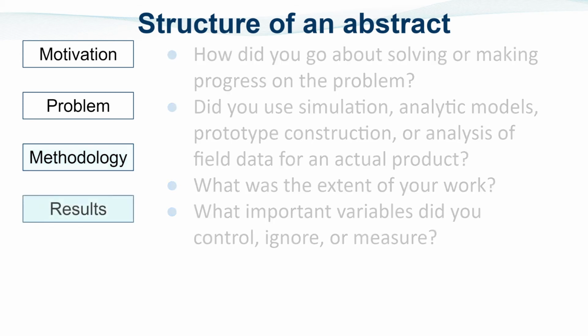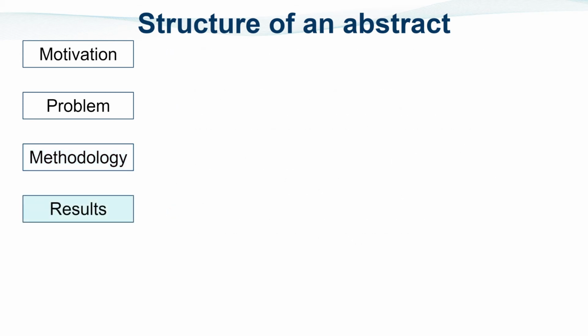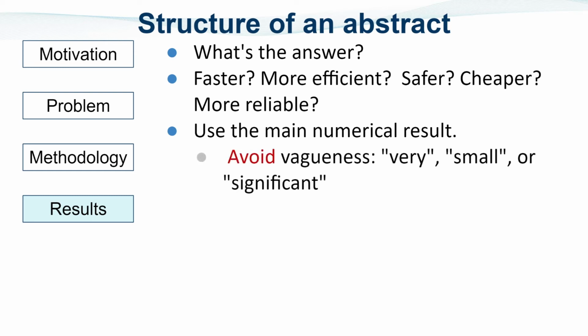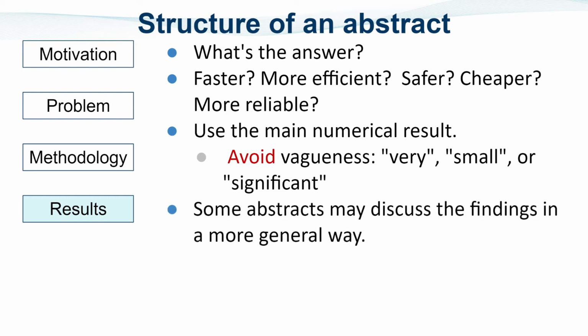All right, structure of an abstract, results. What's the answer to your research question? Did your study find it was faster, more efficient, safer, cheaper, more reliable? Here is where you will use the main numerical results. Avoid vagueness such as very, small, or significant. Some abstracts may discuss the findings in a more general way.